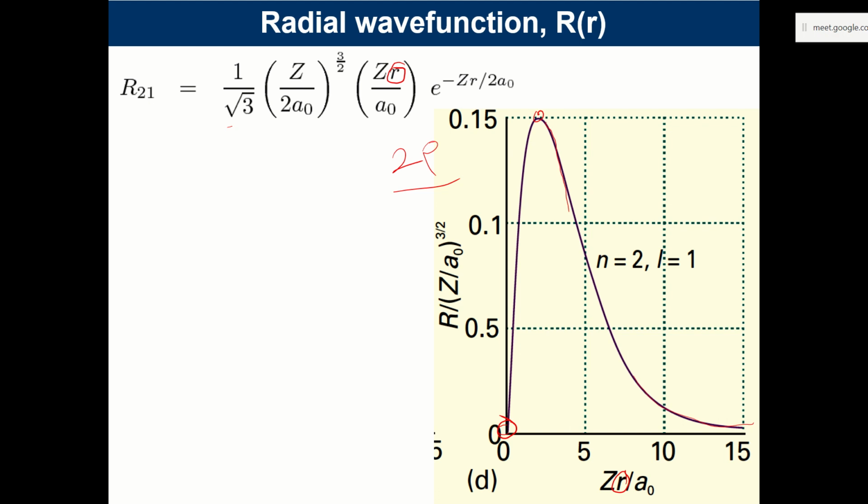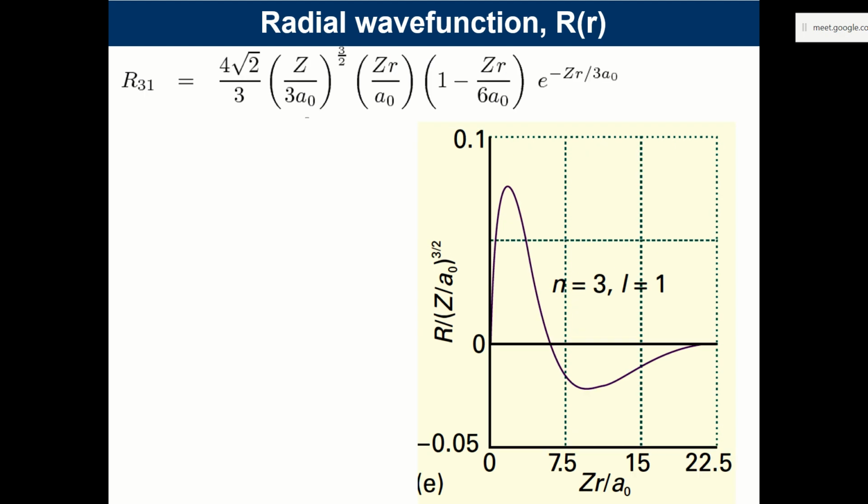So number of nodes you can calculate. N is 2, L is 1, so n minus L minus 1. So you have no nodes present in this case, no node is there. In case of 3p, this is your 3p orbital, this has one node. Okay, when you calculate this, n minus L minus 1 is 1, so there is one node which is there.